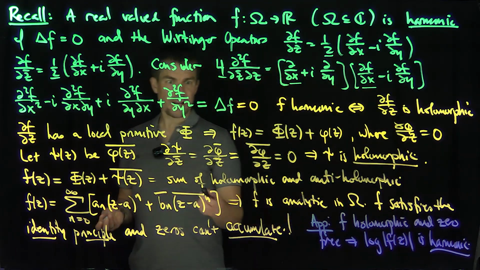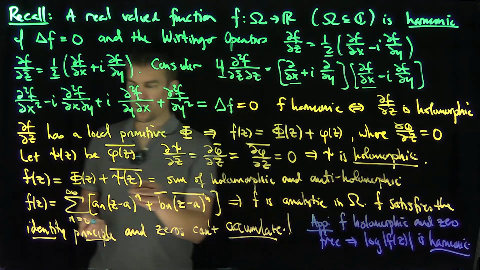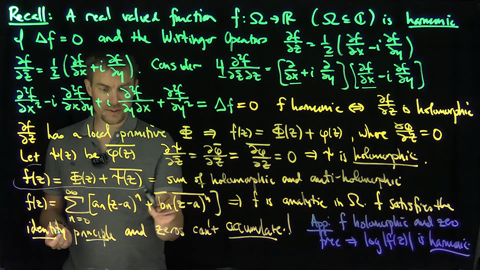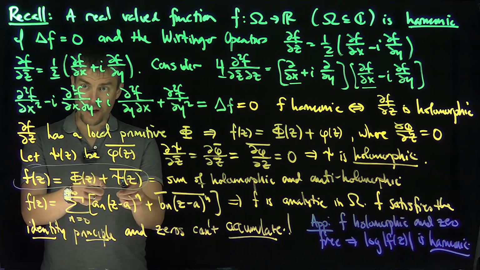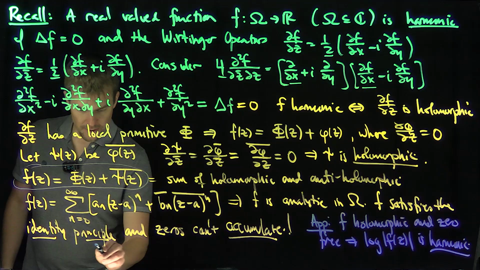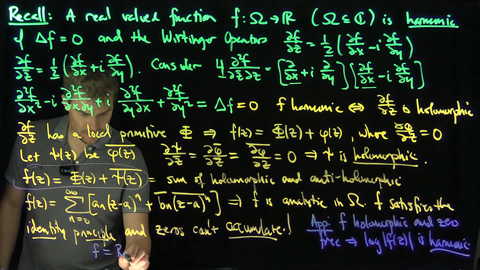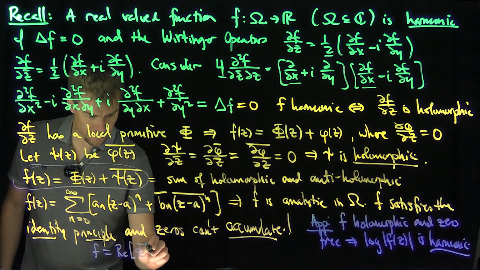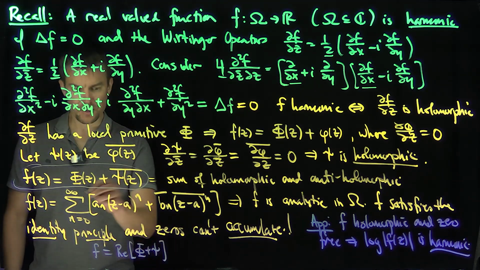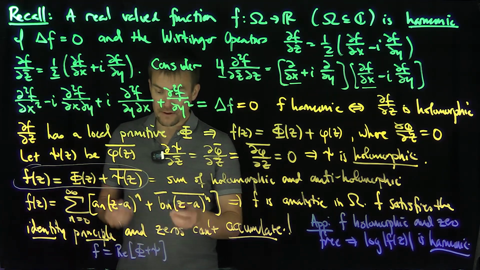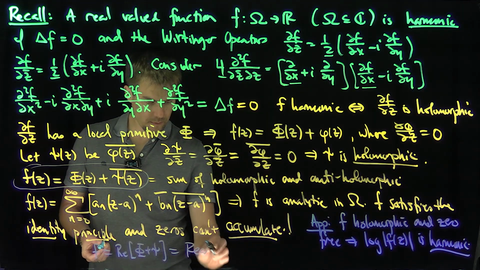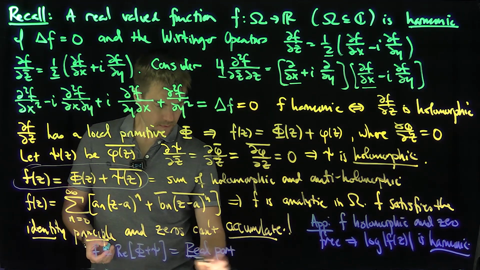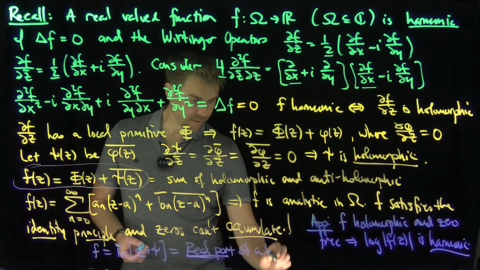In particular, what is this decomposition saying over here? Since f is real valued, it's going to be the real part of phi plus psi, right? So f, according to this, is just the real part of phi plus psi, by symmetry. And so in other words, f is the real part of a holomorphic function.